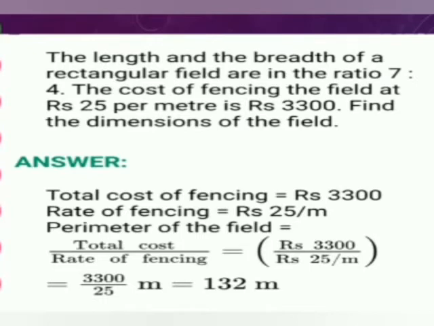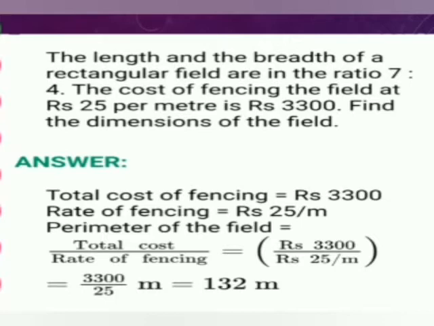So the next question is, the length and the breadth of a rectangular field are in the ratio of 7:4. The cost of fencing the field at ₹25 per meter is given to you as 3,300. Find the dimension of the field. So first of all, how we will solve it? You need to understand what information is provided, because it is asking to find the dimension of the field. It is giving you the length and the breadth ratio, but for the calculation of the length and the breadth, what is needed? Either you know about the area or you know about the perimeter. And since here it is telling about fencing, that means we need to calculate the perimeter.